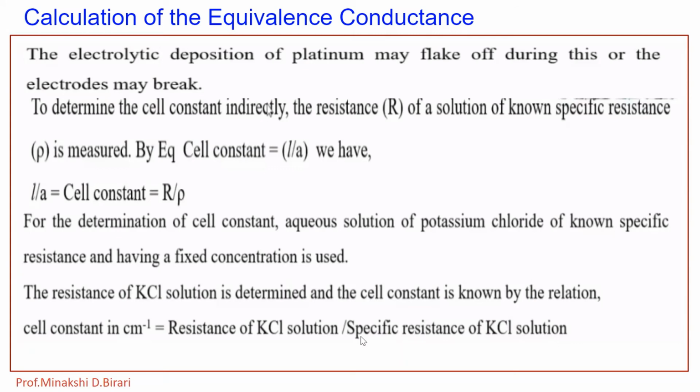Cell constant is the resistance of KCl solution R divided by the specific resistance of KCl solution, that is rho, R divided by rho. So what is the unit of cell constant? The unit of cell constant is per centimeter.